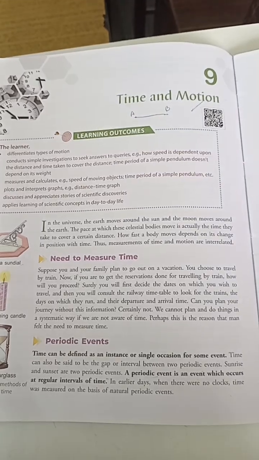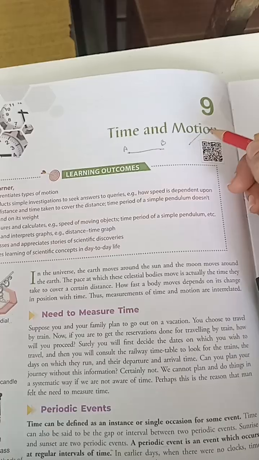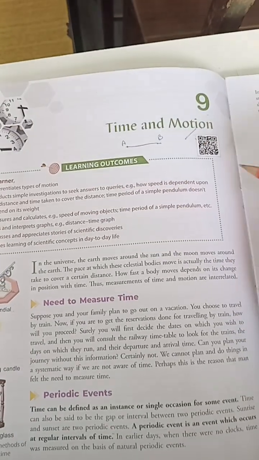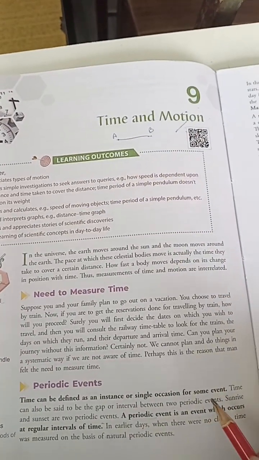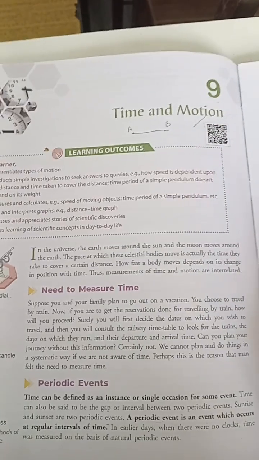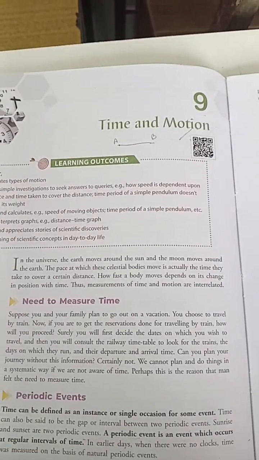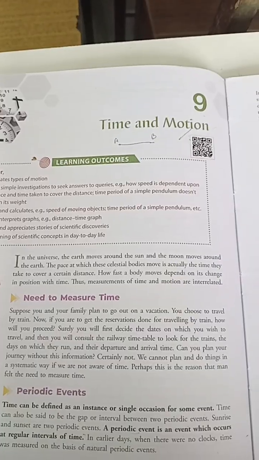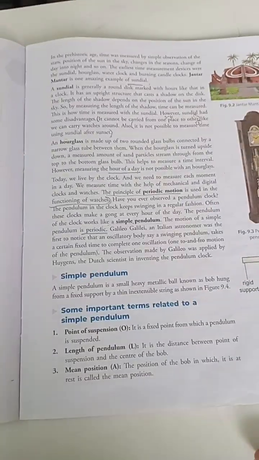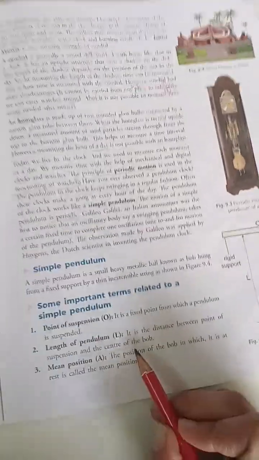Good morning, students. Today we are going to study Chapter 9, Time and Motion. We have already revised some of the topics. Now we are going to continue with the topic simple pendulum. For that, come to page number 103. We will start with the simple pendulum topic.